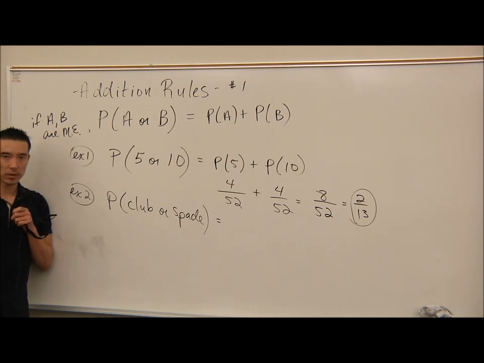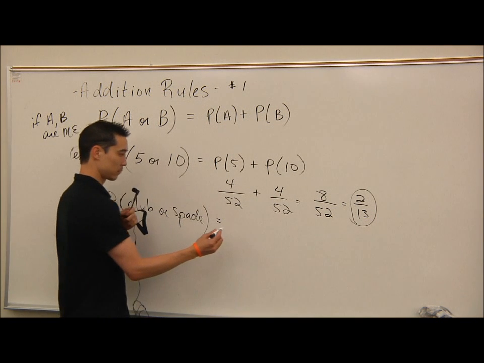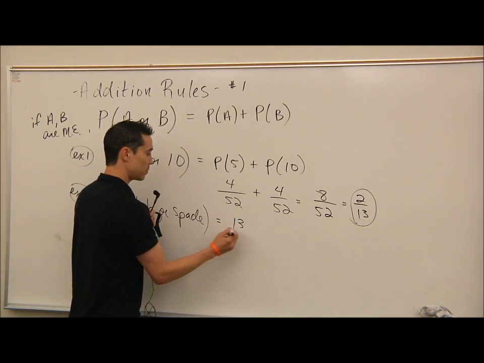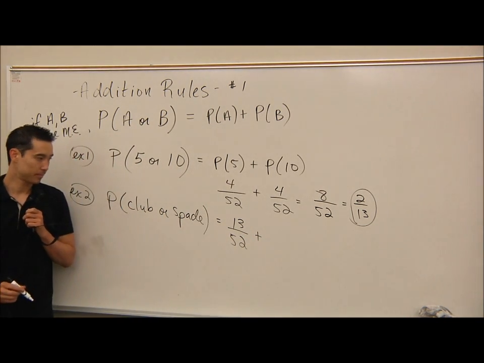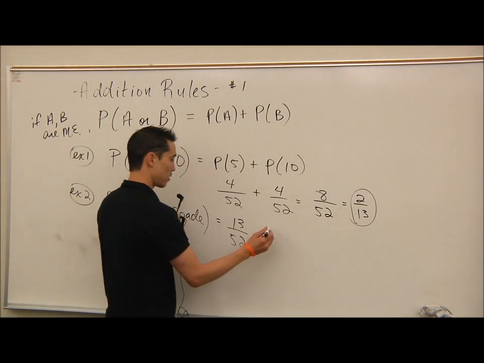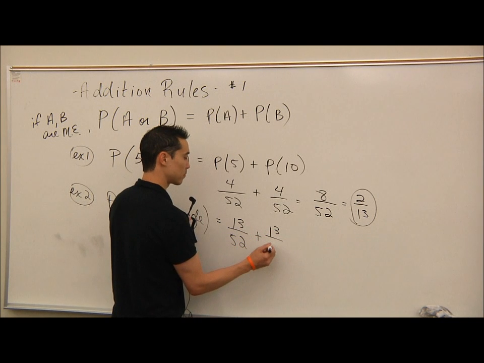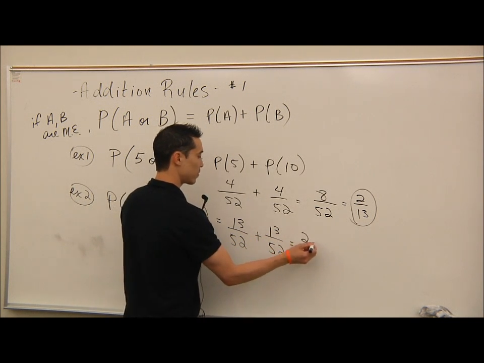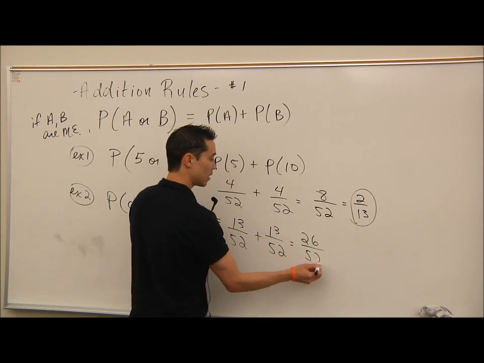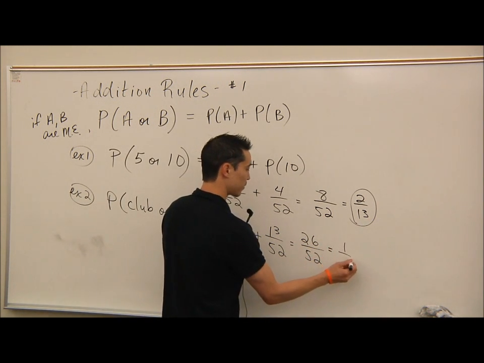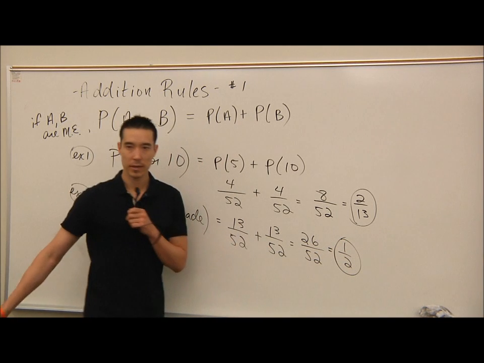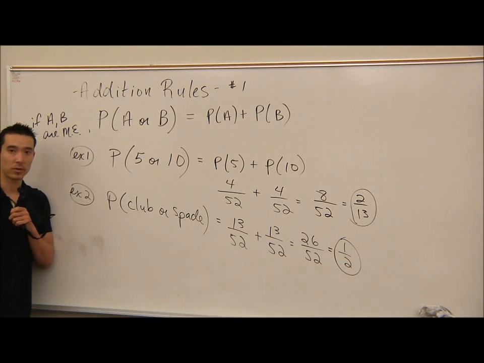What's the probability of drawing a club? 13 clubs out of the 52 cards. How many spades are there? Also 13. This gives me 26 out of 52. And that reduces down to 1/2. Great. So you have a 50% chance of drawing a club or a spade.